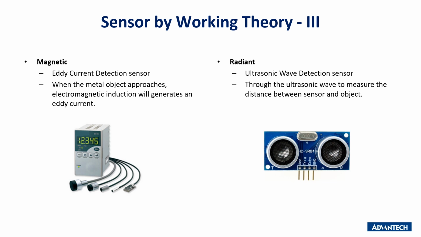Third is magnetic sensor, like the eddy current detection sensor. This kind of sensor is used to detect the distance between the metal object and the sensor. When the metal object approaches, electromagnetic induction will generate an eddy current. The last kind of sensor is radiant sensor. The most well-known product is the ultrasonic wave detection sensor. The ultrasonic wave can be used to measure the distance between sensor and object. Like a fishing boat, we use it to check which place has more fish.